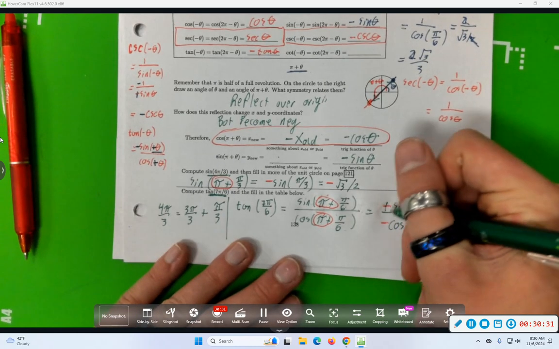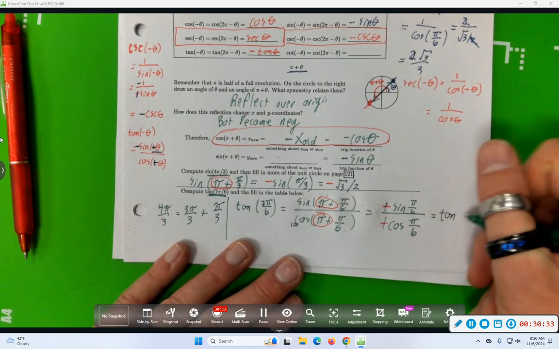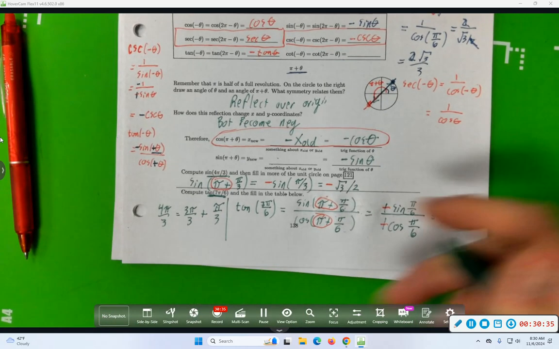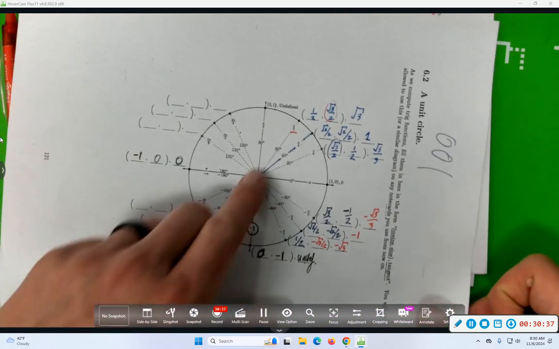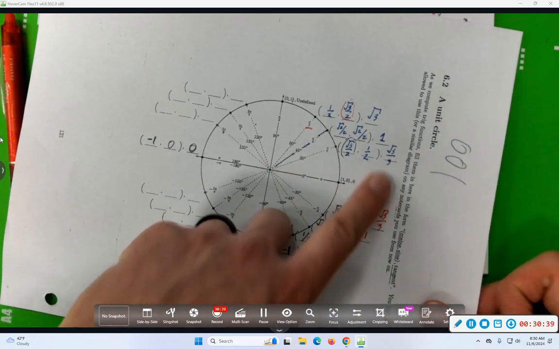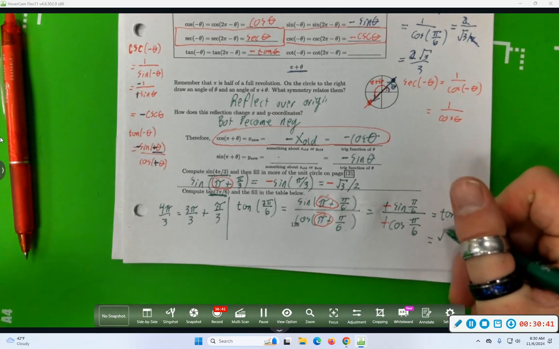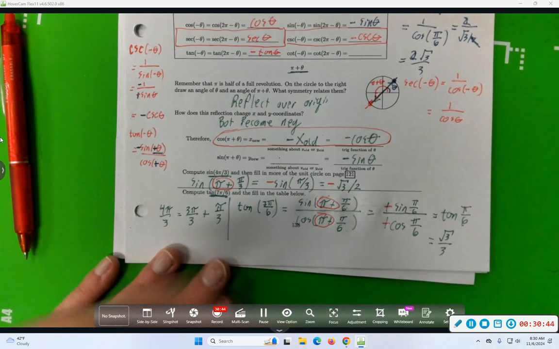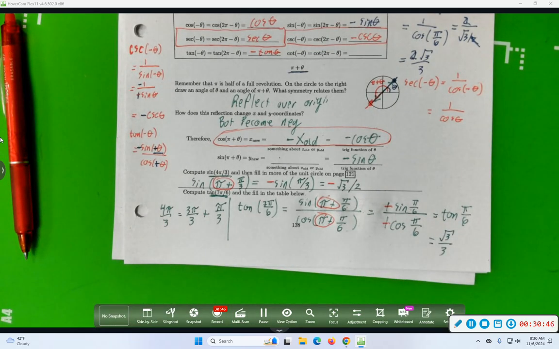All right, and now negatives cancel. Yeah, that looks like tangent of just pi over 6. Consult the unit circle. Pi over 6, root 3 over 3. Groovy. People follow roughly that procedure? Yeah.